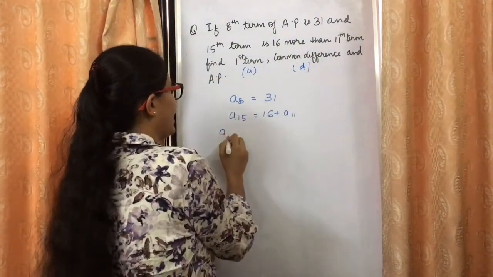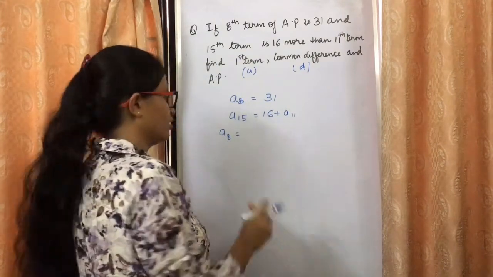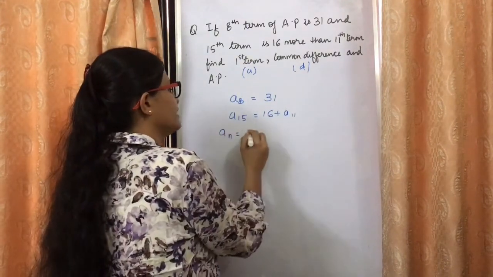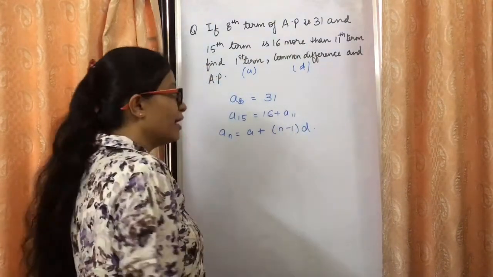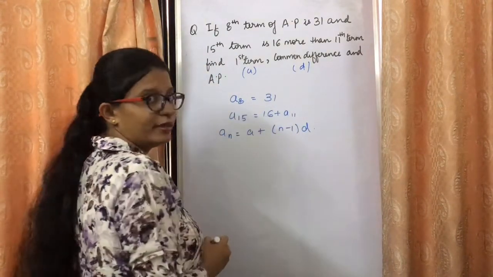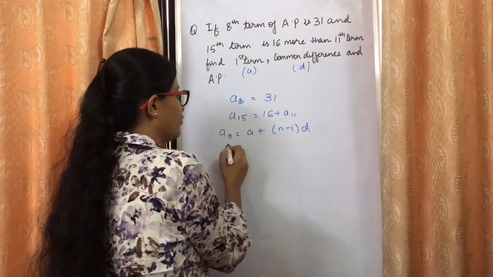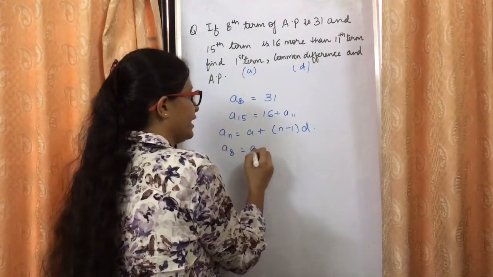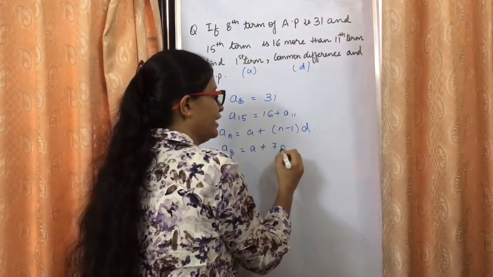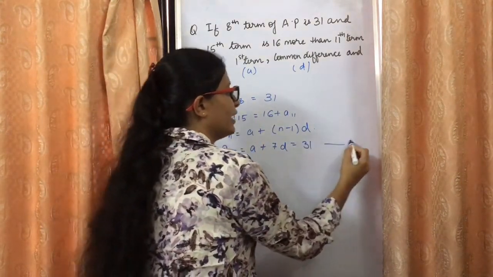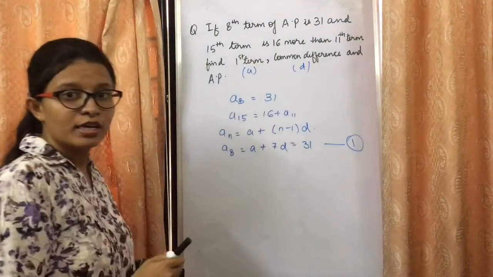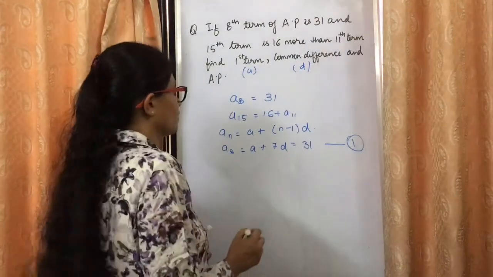First of all, how can we write A8? Which formula will we use? an is equals to a plus n minus 1 into d. By using this formula, here n is nothing but 8. If I write 8 in this, I will get a plus 8 minus 1, that is 7d. And I know a8 is nothing but 31. So this is my equation number 1.